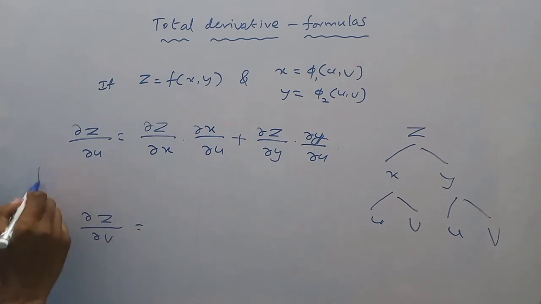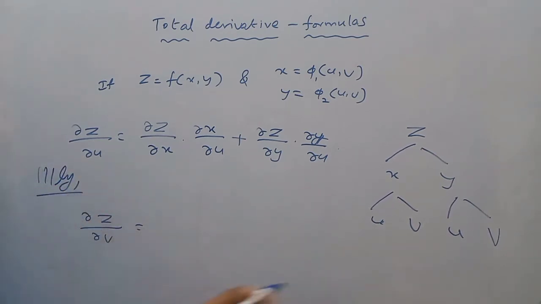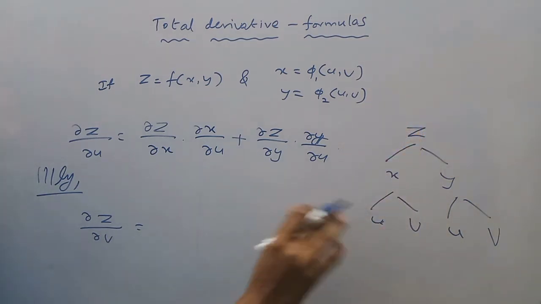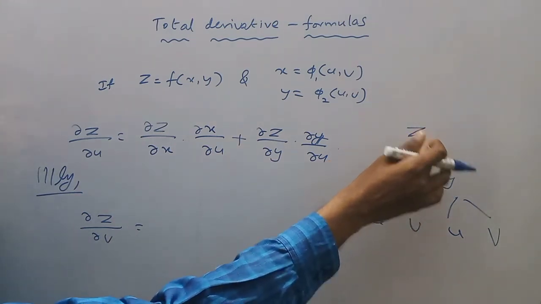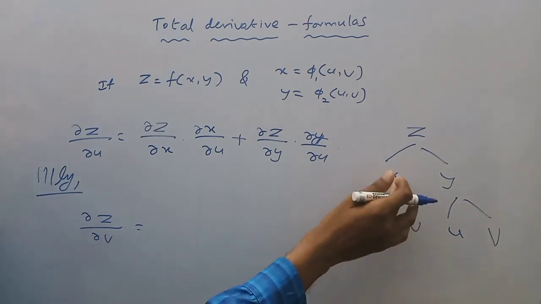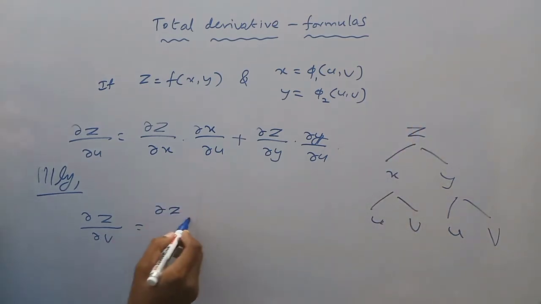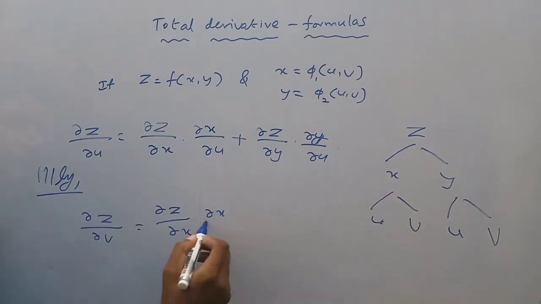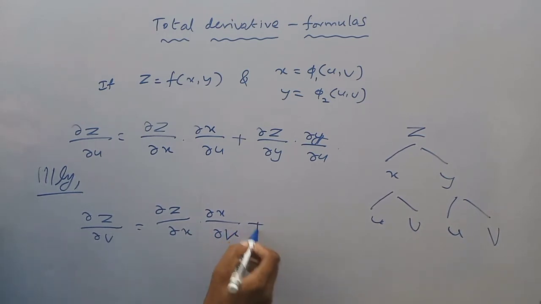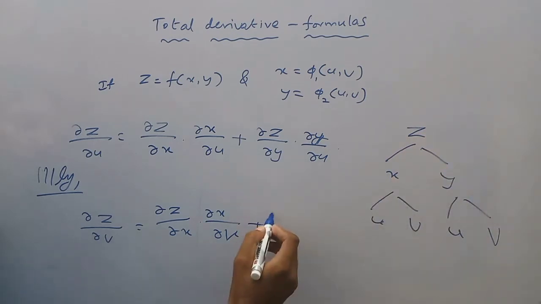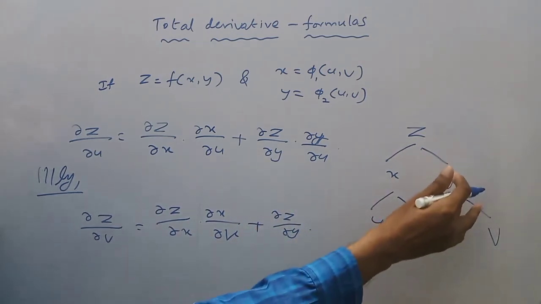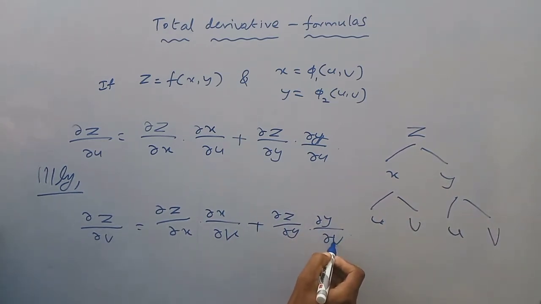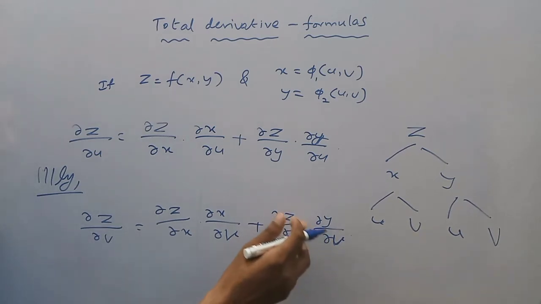Similarly, dou z by dou v. So starting from z, to reach v, we have two possibilities, through x and through y. So first through x, dou z by dou x into dou x by dou v, plus another possibility, dou z by dou y into y with respect to v. So dou y by dou v.